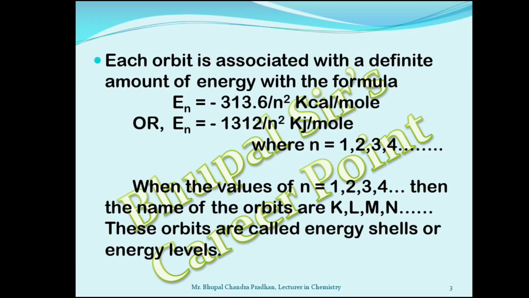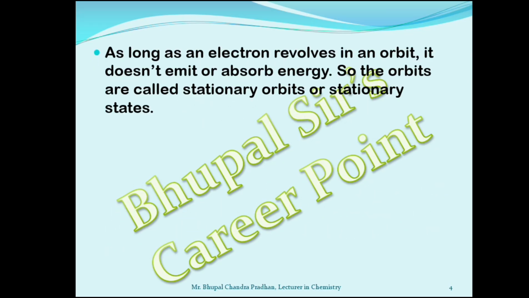When the value of n is equal to 1, the name of the orbit is K shell. When it is 2, it is L shell. When it is 3, it is M shell. When it is 4, the name of the shell is N shell. These orbits are called energy shells or energy levels. As long as an electron revolves in an orbit, it does not emit or absorb energy. So the orbits are called stationary orbits or stationary states.